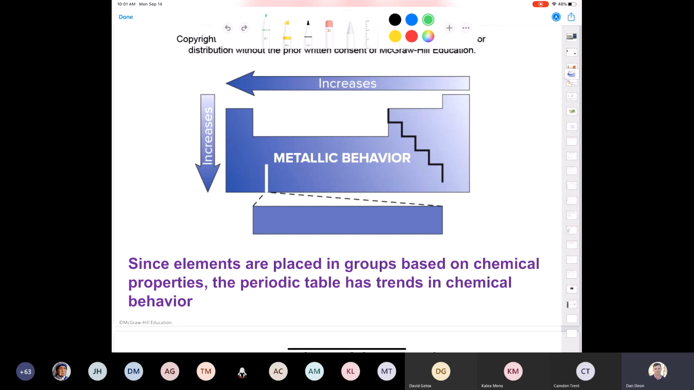It says here, since elements are placed in groups based on chemical properties, the periodic table has trends in chemical behavior. So you can imagine that metals in the first group, group 1A, are probably quite reactive, right? And then if you go over to group 2A, since it's going to decrease going in this direction, they're probably a little less reactive, and you would be correct in that assumption. So these are the kind of things that we have to think about when we look at the periodic table.